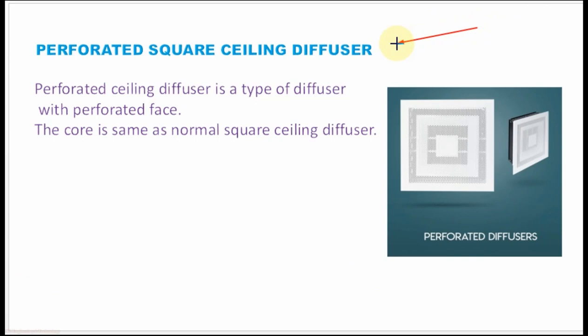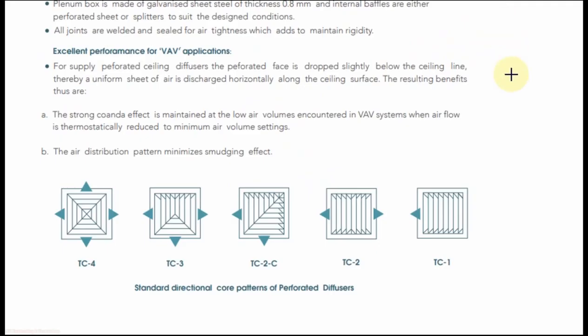Perforated square ceiling diffuser is a type of diffuser with perforated face. The core is same as normal square ceiling diffuser. How we select perforated square ceiling diffuser? Like normal square ceiling diffuser, it is also of four types. It is one way type, this is two way, it is three way, and it is four way.